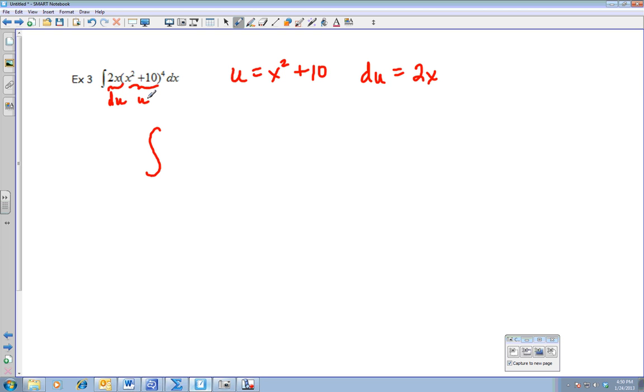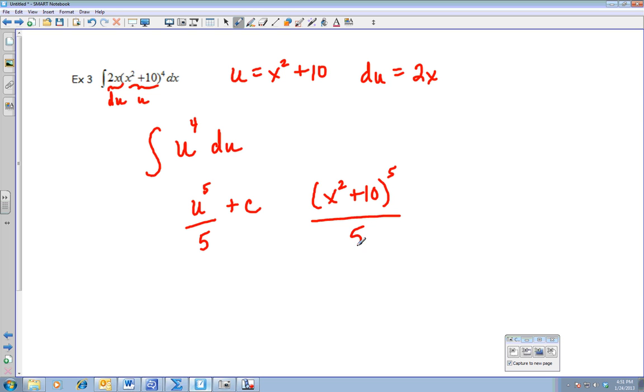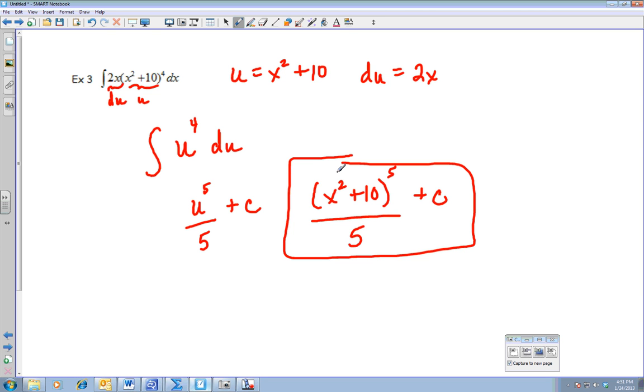Instead of writing x squared plus 10, I'm going to say that's u to the 4th. And then I'm going to write my du at the end. Remember, we don't have to worry about my dx because now we're in terms of u. So now I'm ready to integrate. U to the 5th divided by 5 plus c. Now I'm ready to substitute my u back in. X squared plus 10 all raised to the 5th divided by 5 plus c. Okay, so far so good.